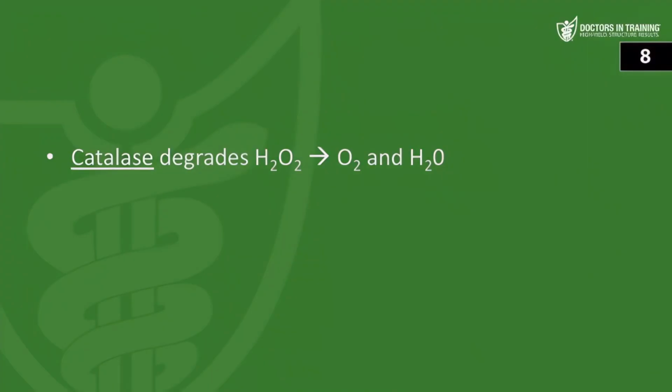Next, what cellular enzymes are responsible for handling oxygen-free radicals? So we went over this a couple times. Remember, it's peroxisomes that contain things like catalase, which is an enzyme that degrades hydrogen peroxide to O2 and water.